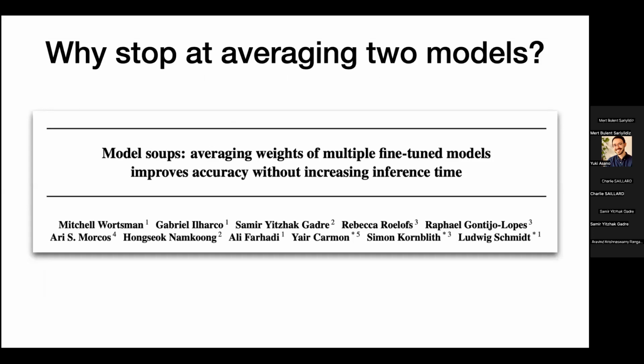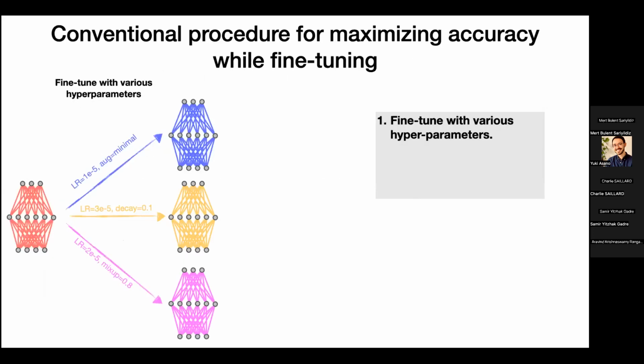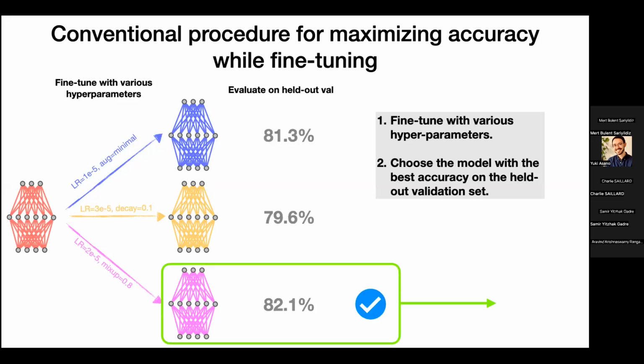Okay, so now you might think averaging models seems to work, that's really cool, but why stop at 2 models? Can we actually do this with many different models? Going back to the traditional fine-tuning recipe, what people usually do is choose a bunch of different hyperparameters when fine-tuning. It's not really known which ones will yield the best results. So we try all of them, evaluate on a validation set, and pick the best model, right? And so that's maybe this model here.